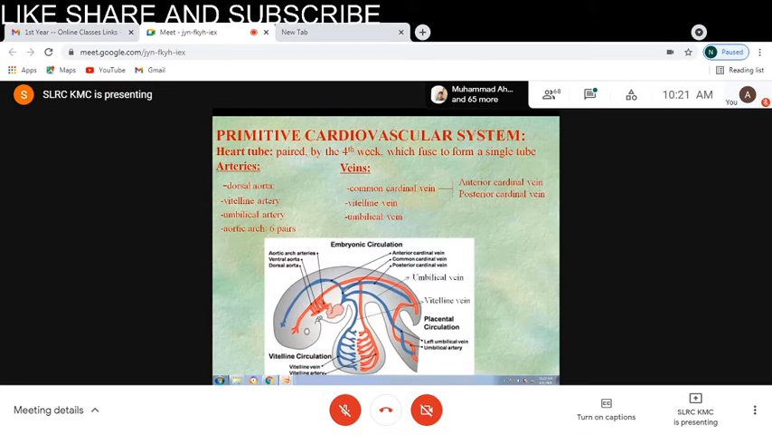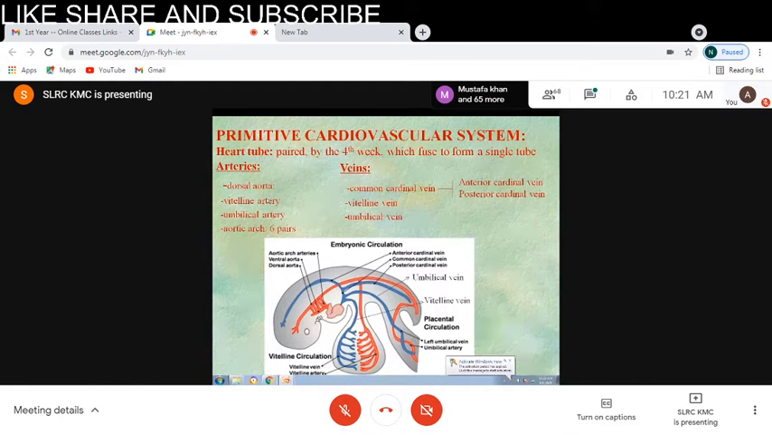and this one is the umbilical artery. The vitelline artery, and this one is the umbilical artery. Then there are three sets of veins.